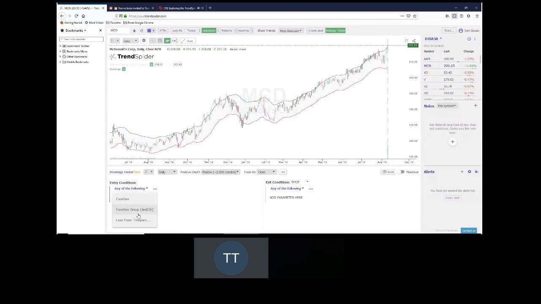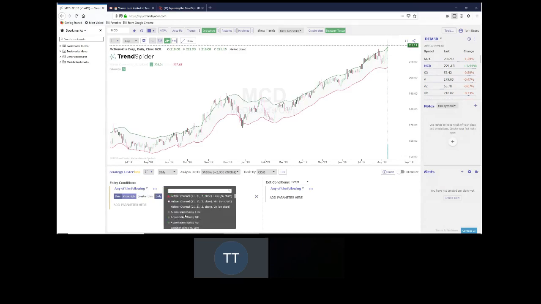So if I want to add a parameter or add a condition, parameter condition. Daily, I want to look at the price on the high. And if it's greater than one of the indicators, which in this case, let's do the high side of the Keltner channel, we want to buy it. We want to enter, as it says right over here.